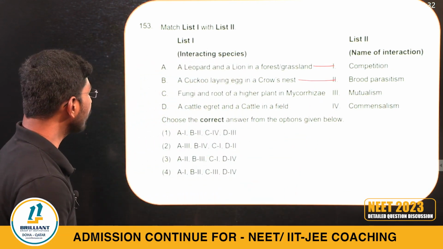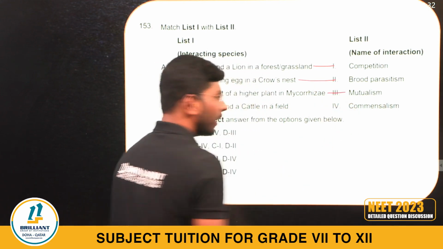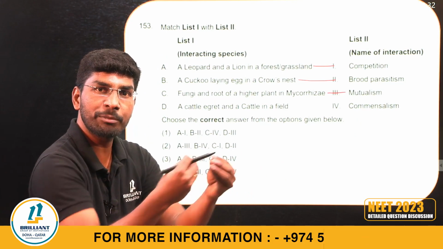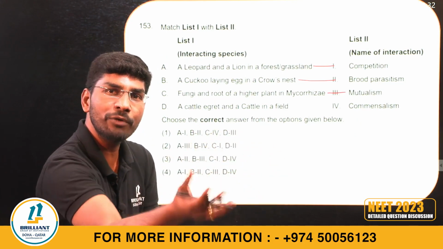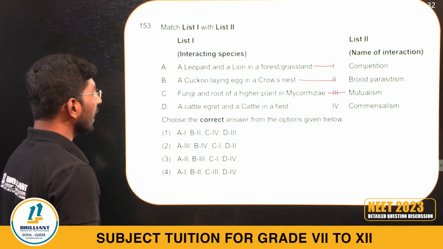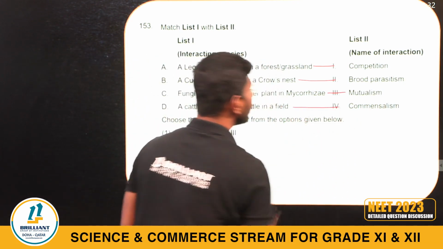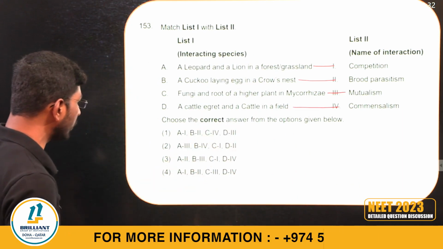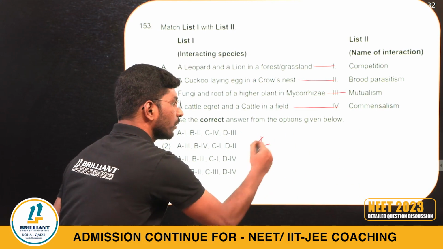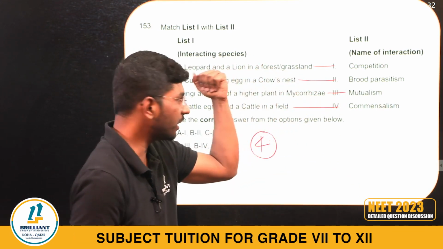Next, fungi and root of a higher plant: mycorrhiza, mutualism. Fungi provide phosphorus type minerals and protection also, and the plant gives food material also. Mutualism, both are getting benefit. A cattle egret and cattle in a field: commensalism. Simple. 1, 2, 3, 4. The answer is option 4. This is the organism and population interaction topic.